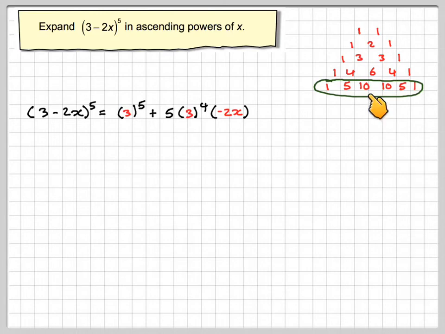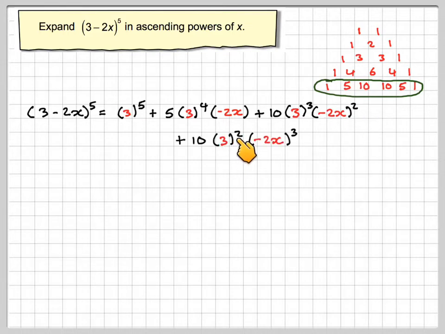The next one will be 10 times 3 cubed times (minus 2x) squared, plus 10 times 3 squared times (minus 2x) cubed, plus 5 times 3 times (minus 2x) to the 4, plus (minus 2x) to the power of 5.